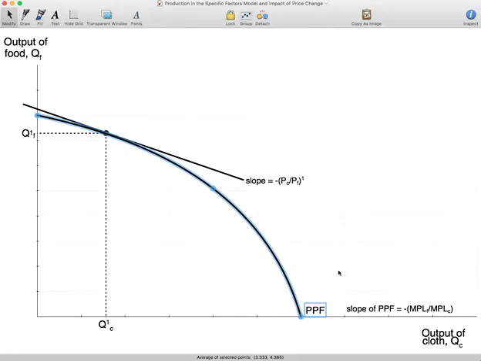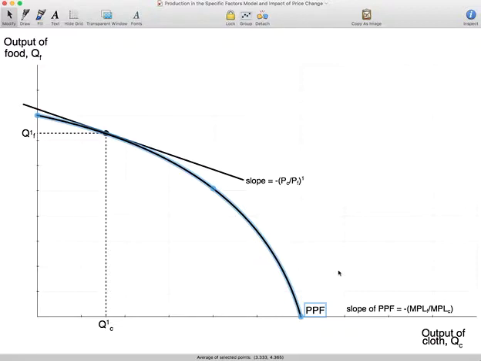This is to reflect the fact that we are talking about the specific factors model, and that we're assuming that the only input that can be transferred among the two different sectors here, food and cloth production, is labor, and that each of them has specific factors that are not transferable to the other. So for example, in food production we have land that's available, and that's not perfectly transferable to producing cloth.